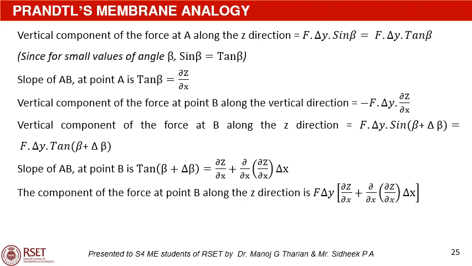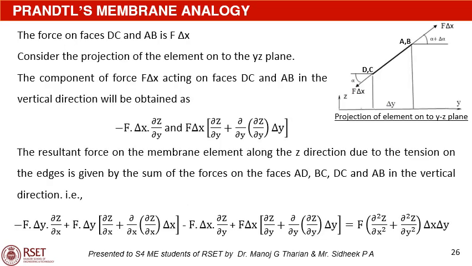Thus, we get the component of the force at point B along the z direction as F into delta y into dou z by dou x plus dou by dou x of dou z by dou x into delta x. The force on faces DC and AB of the membrane element is F into delta x.